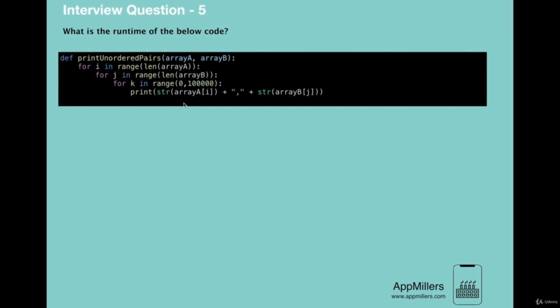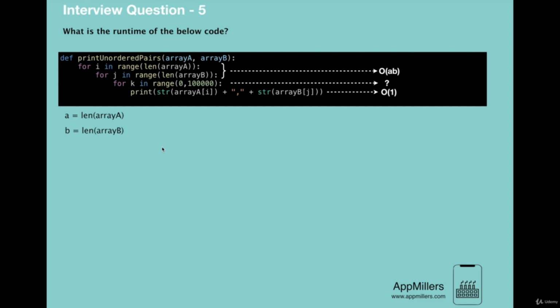Alright, hopefully you have found the right answer. If not, then let's do it together. This method is similar to the one that we discussed in question 4. We have already identified that the runtime of these two loops is O(AB), where A is the length of array A and B is the length of array B. And here the print function, we know that it's a constant time operation.